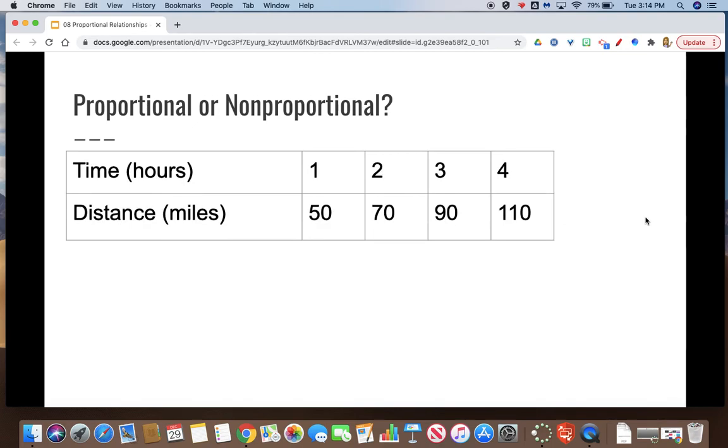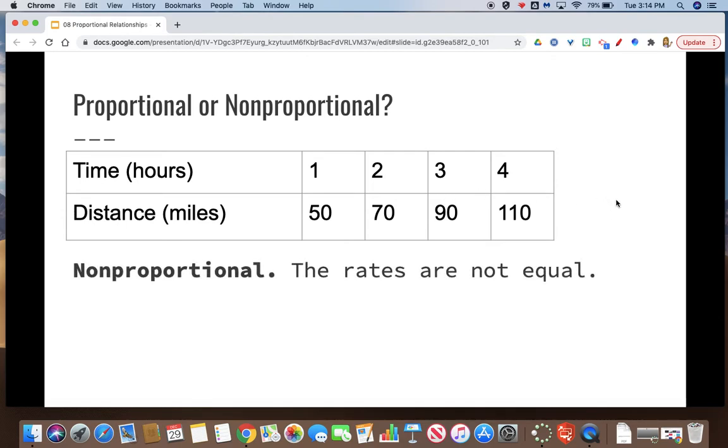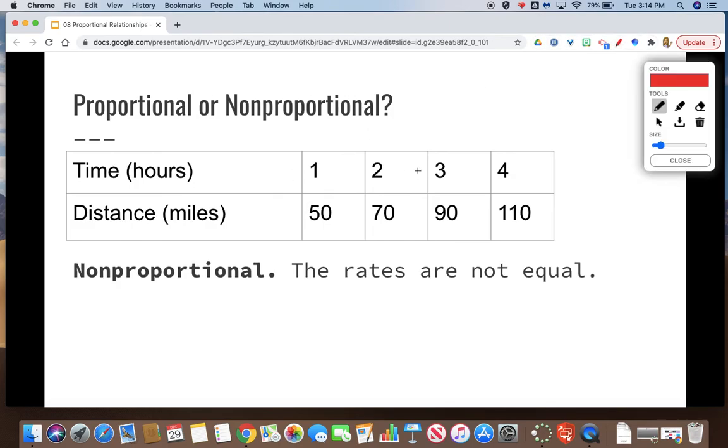Proportional or non-proportional? Time in hours compared to distance in miles. Pause the video for more think time if needed. Hopefully you said non-proportional. These rates do not simplify to the same thing as 1/50 here.